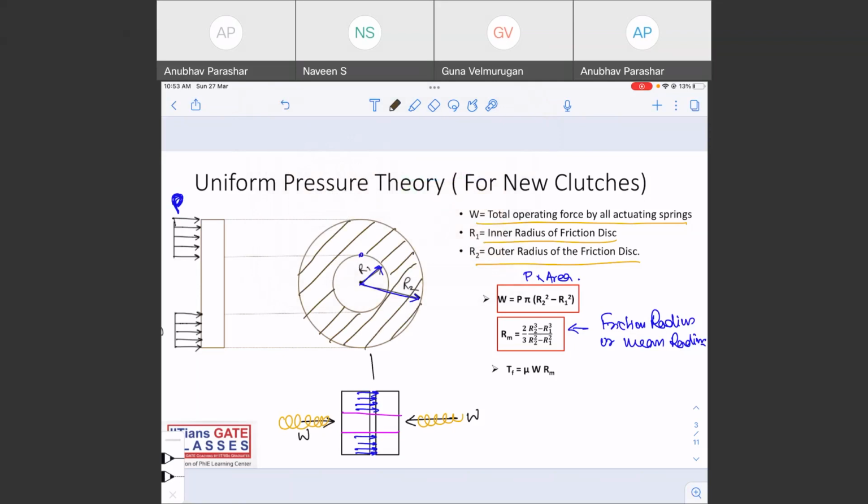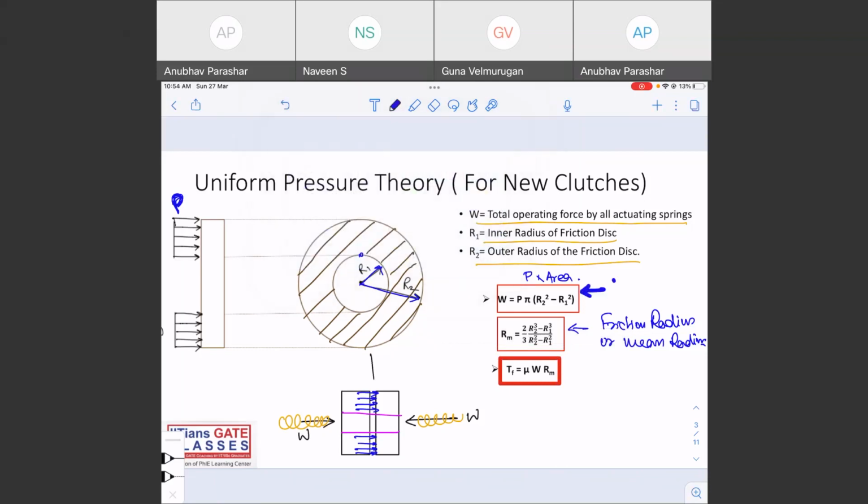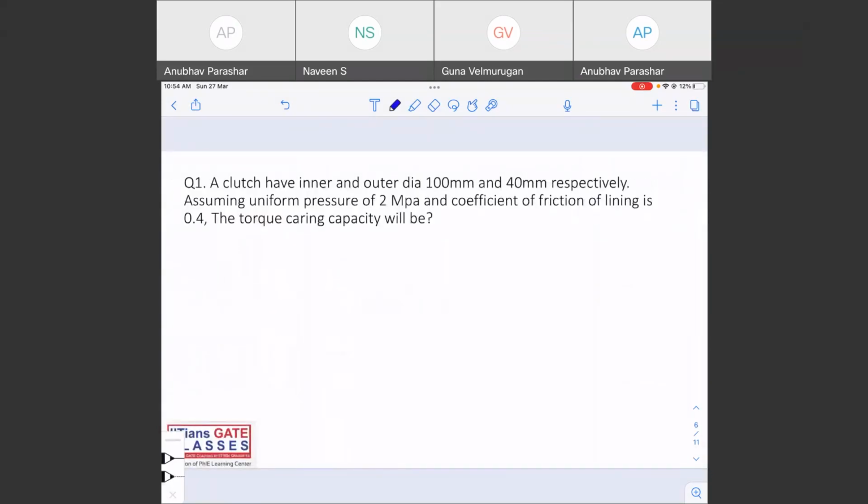So what is the final torque? The final torque is equal to mu, the coefficient of friction of the friction lining, into the total load. This is the load, and this is the frictional torque. If we solve a question, then you'll be able to understand. Let us solve a question. All of you solve this question.